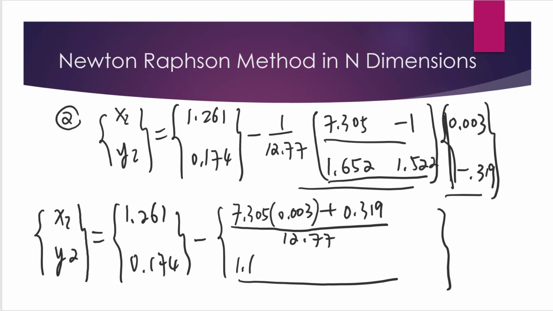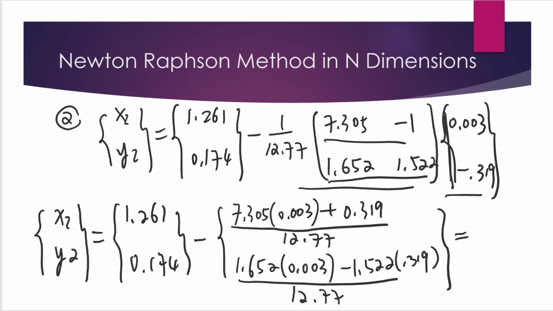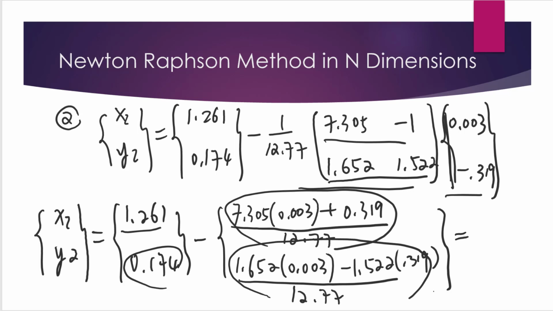And the second one will be this vector times this vector and then divided by 12.77. So it's 1.652 times 0.003 and then minus 1.522 times 0.319 over 12.77. All right, so the result will be this one minus this one, and this one minus this one. So the result is actually x2 equal to 1.234 and y2 will be 0.212.